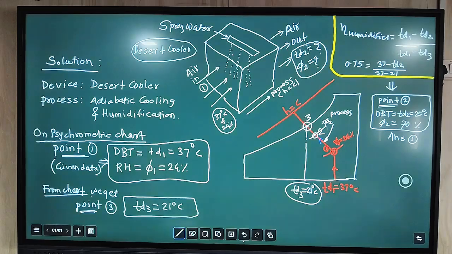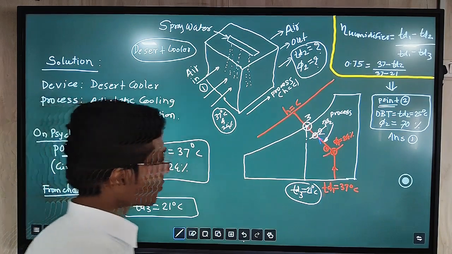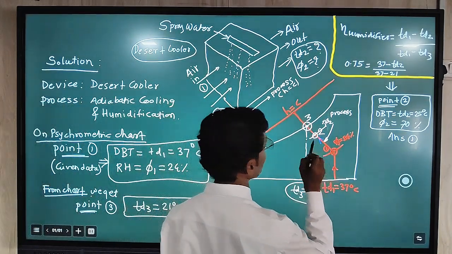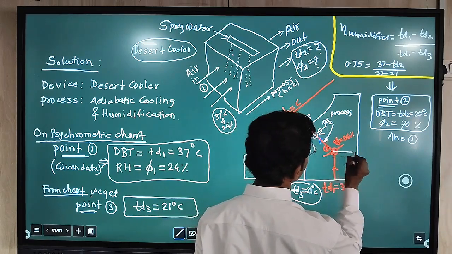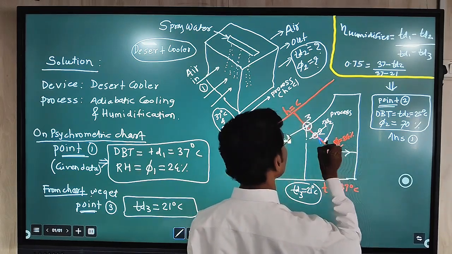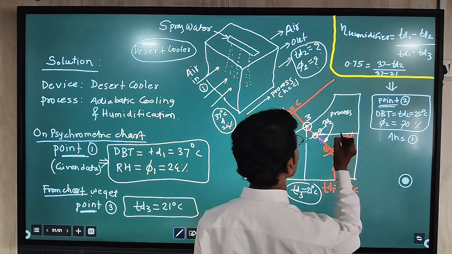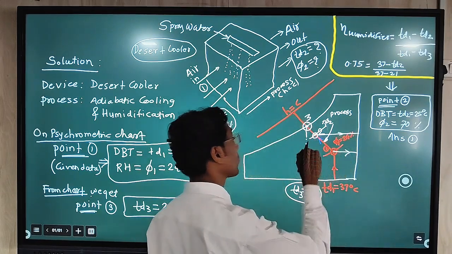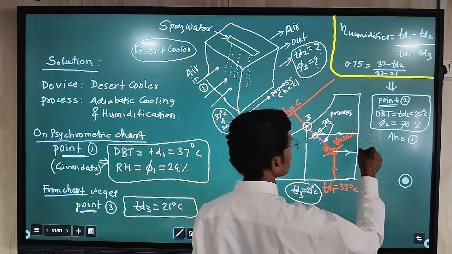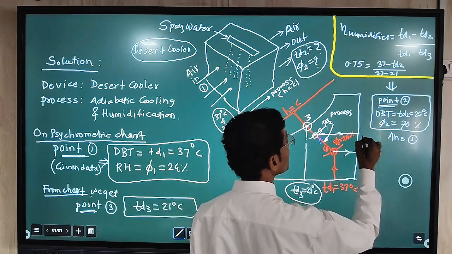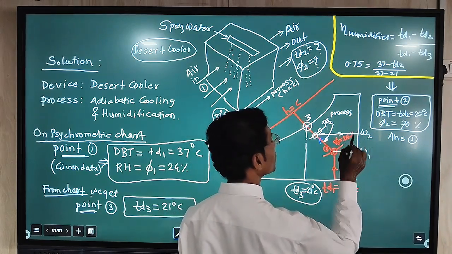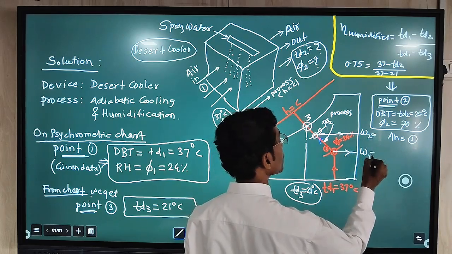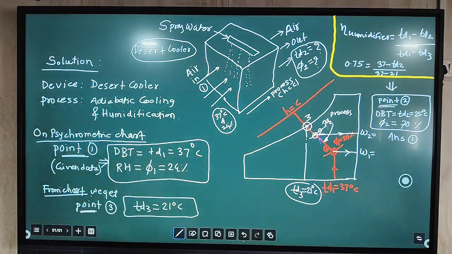Now the second answer is asked, that is the amount of water required to do the humidification. So for that purpose, here if you see, this is point number 1. From this point number 1 we have to project a horizontal line. Also here from point number 2. So here this is the specific humidity scale. On the humidity scale, the values of W1 and W2, these two values we have to obtain from the psychrometric chart.